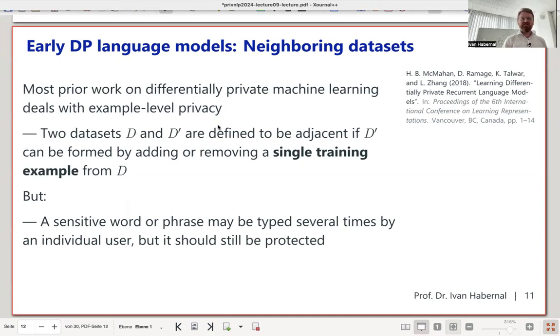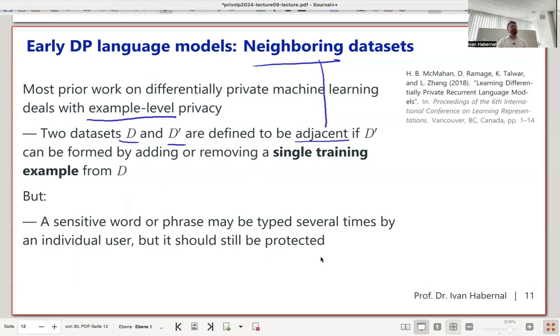the neighboring data set. Most prior works on differentially private machine learning have this kind of example-level privacy. So we have two data sets, D and D prime, and they're using the word adjacent, but neighboring is the same, so this is the same word. D prime can be formed by adding or removing a single training example from D. Okay, so this is the standard, remove one row and call it a day. Awesome. The thing is, here, that a sensitive word or phrase may be typed several times by an individual user, but it should be still protected.